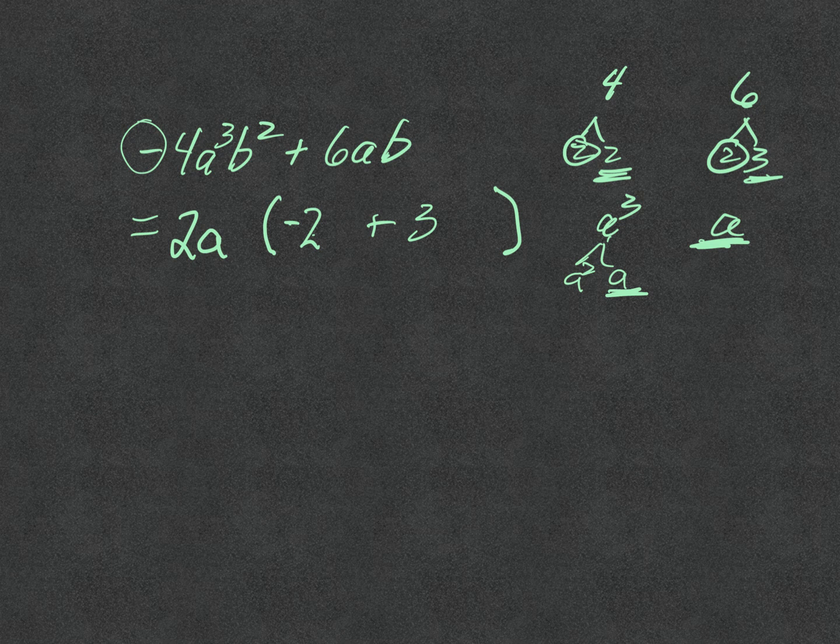And then what do we have left? Well, we have an a squared left here. But since we use the a, we just have a 1. 3 times 1 or just 3. So we've already used up the a.